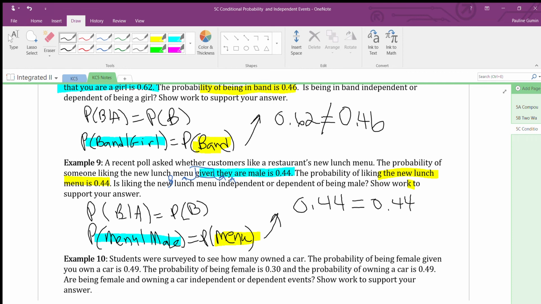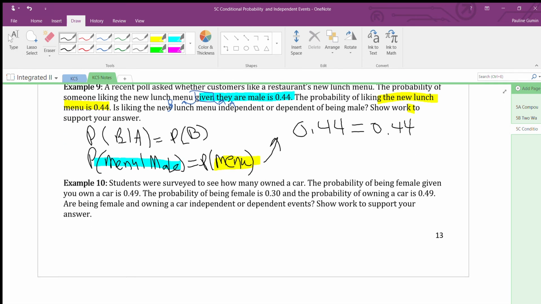Number 10, I like number 10. Let's do number 10. We have time, why not? Let's write down the formula. Students were surveyed to see how many owned a car. The probability of being female given you own a car is 0.49. The probability of being a female is 0.3, and the probability of owning a car is 0.9. Are being a female and owning a car independent or dependent events?